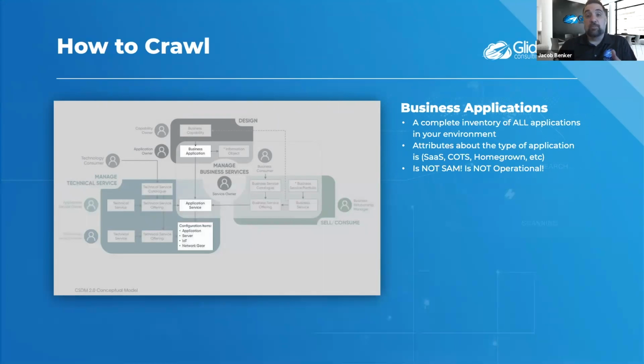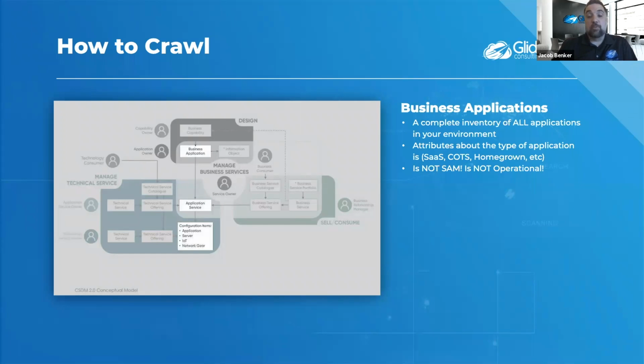It really is a complete list of all of the applications in your environment. But it's a definition of the applications in your environment. It holds attributes about that application, like whether you bought it off the shelf, whether you built it in-house, whether it's hosted on-prem, hosted in the cloud, those types of attributes and elements about the definition of your application.